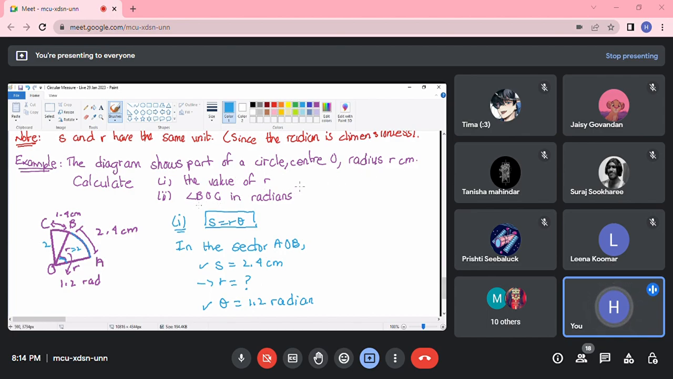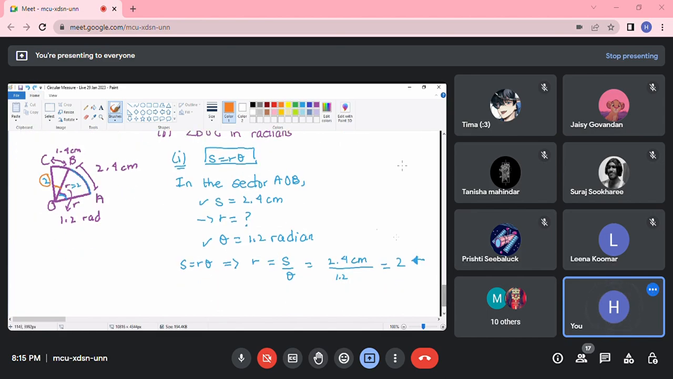So this was the first part of the question, find the value of R. Next we have to find the angle BOC in radians. So angle BOC is this. We found that R equals 2 and we also have that the length of the arc BC is equal to 1.4 centimeters. So we can definitely find the angle BOC, this angle here. So let's find it.